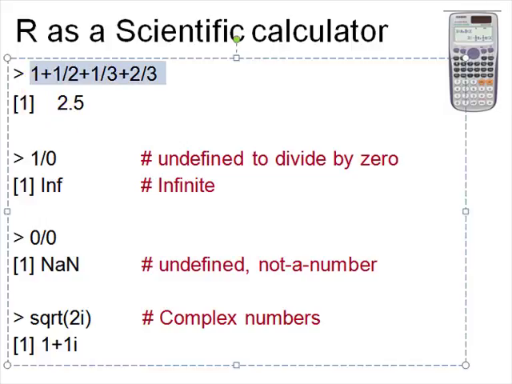One difference is that R allows for infinity and undefined objects. So 1 divided by 0 is undefined, but R says it's Inf, which stands for infinite. And when you say 0 divided by 0, it says undefined, or not a number. In computer science hardware, it's NaN. R also automatically uses complex numbers. The square root of 2i gives 1 plus 1i. That's a complex number. So complex numbers, undefined numbers, infinity, not-a-numbers, everything is built into R.